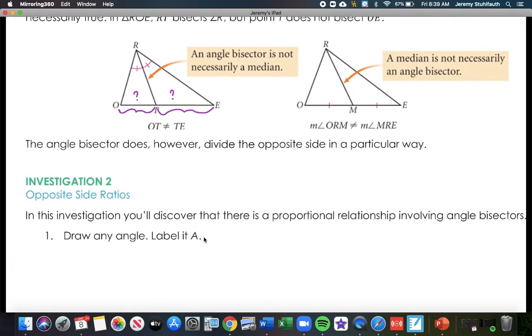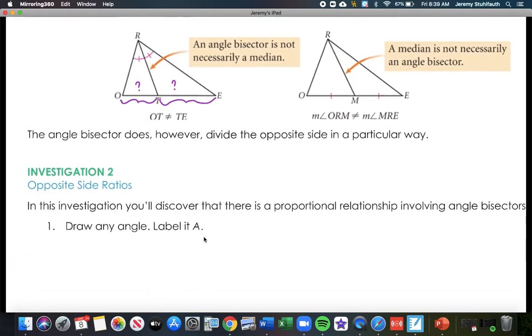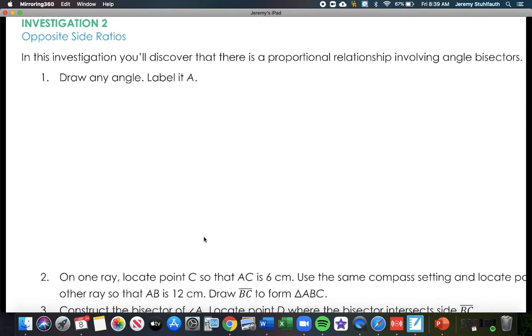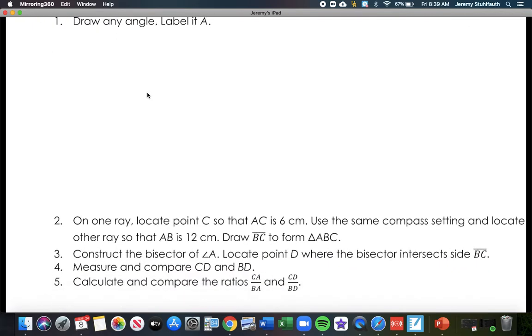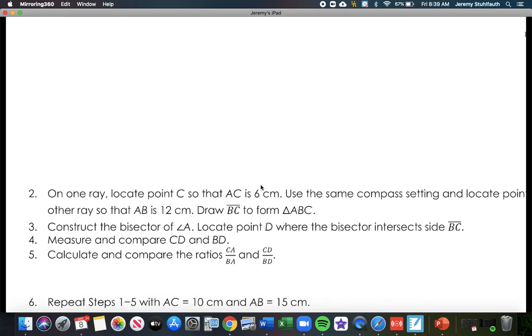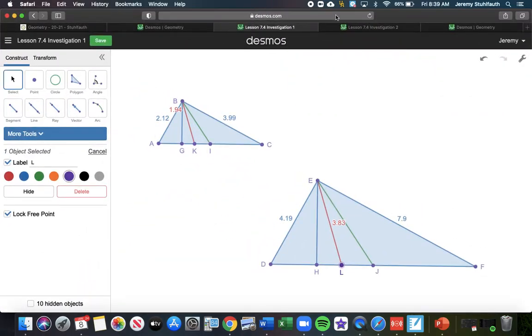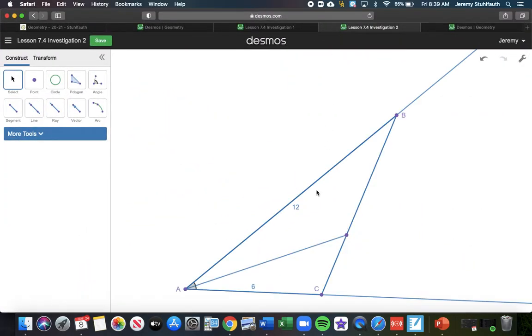So what we're going to do is jump back over to Desmos. We're going to do this investigation. I've already drawn the angle, and then I've already drawn rays, so that one is 6 centimeters and one is 12 centimeters, and then I've already constructed the angle bisector. So what we're going to do is measure the distance of CD and BD. So if we come over here, here's what it asks us to compare.